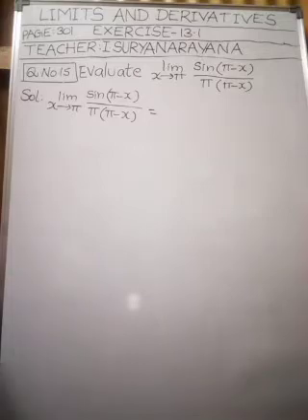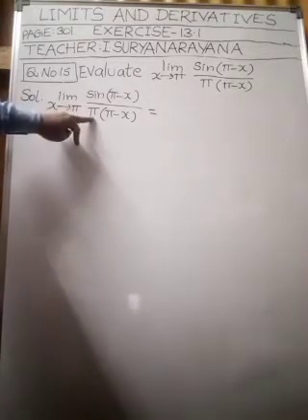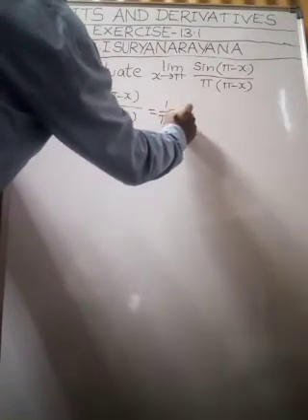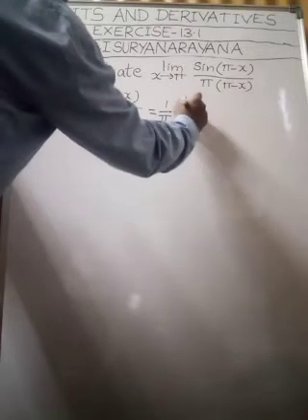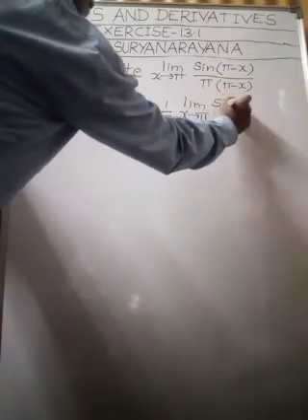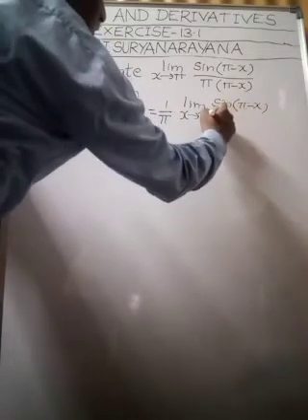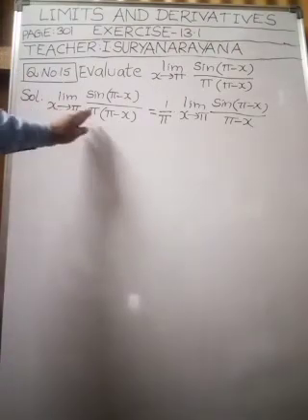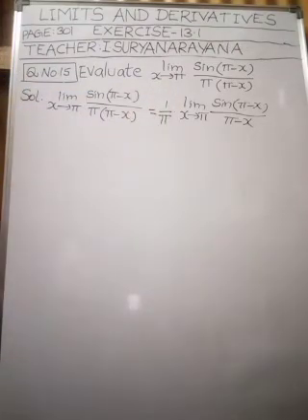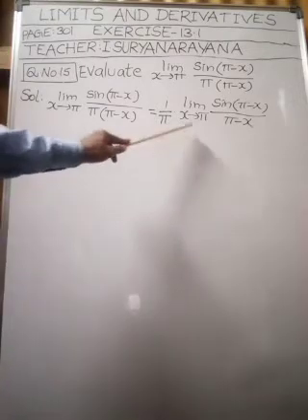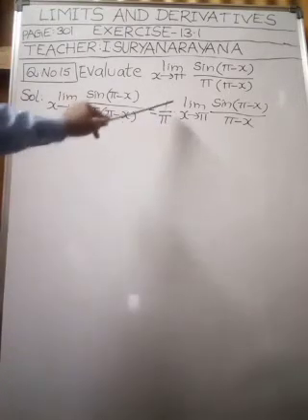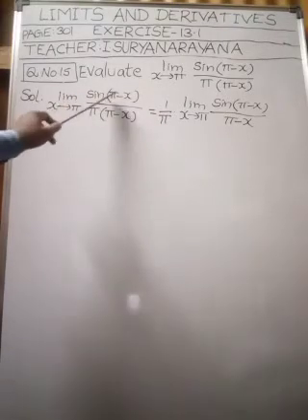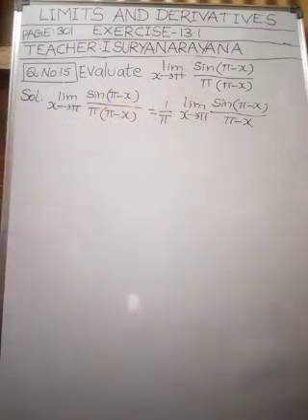If you observe here, pi is a numerical coefficient. I will write it outside. So 1 by pi into as x tends to pi, limit of sin(pi minus x) by (pi minus x). I wrote the remaining part of that question. Understood this part, my children? Here 1 by pi is a numerical coefficient, I write it outside. Then I wrote the remaining part, as x tends to pi limit sin of (pi minus x) by (pi minus x).